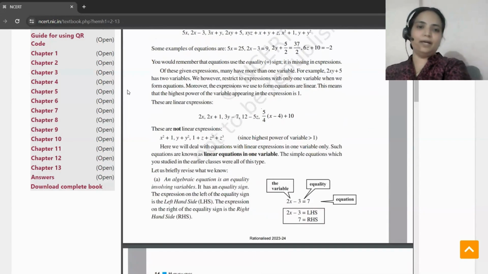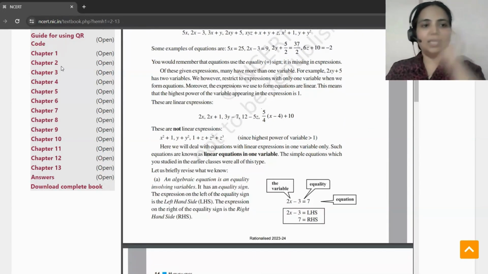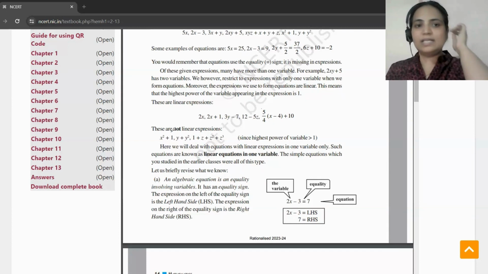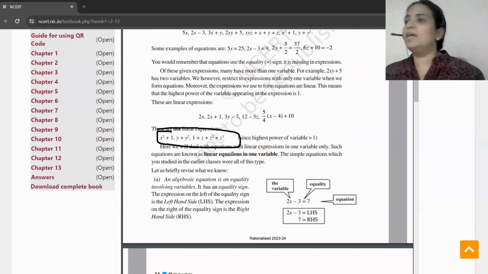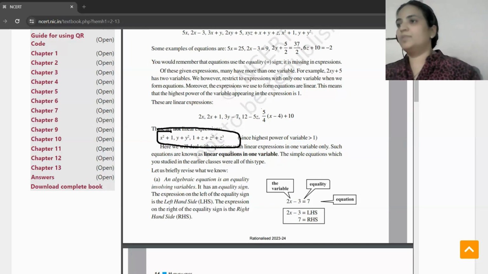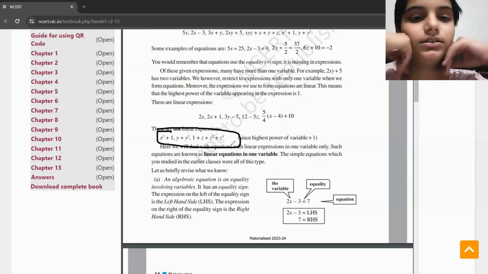Introduction is already done now. Now see, they are here showing you that all these examples are not linear equations. Why? Because the powers of the variable here are more than one. Is this clear or not, everyone? Ananya, don't get distracted. Yes, ma'am. Clear. Why is this not linear?